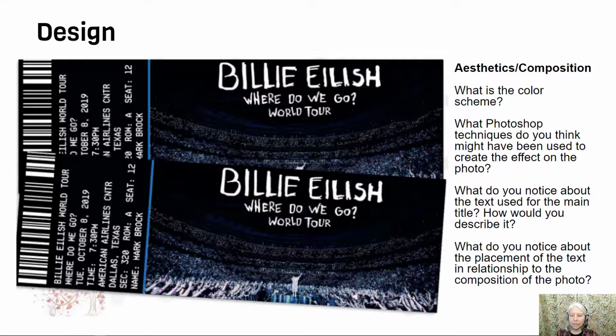What do you notice about the placement of the text in relationship to the composition of the photo? The photo has a curved line at the bottom where the stadium is, and the top part is a really dark area. I notice the way that the text fills up that dark area almost like a puzzle piece. The name Billie Eilish is really large, and then the text under it gets smaller and smaller, and it fills in that spot perfectly.